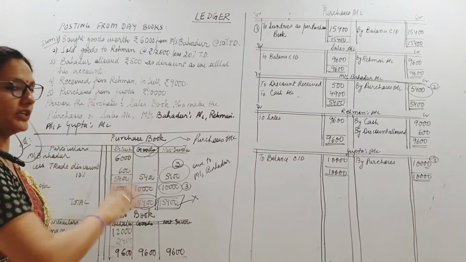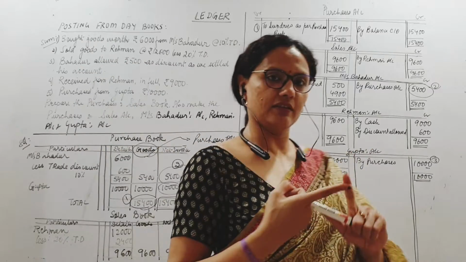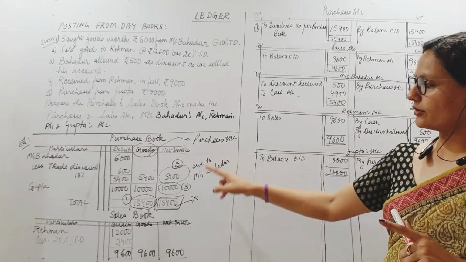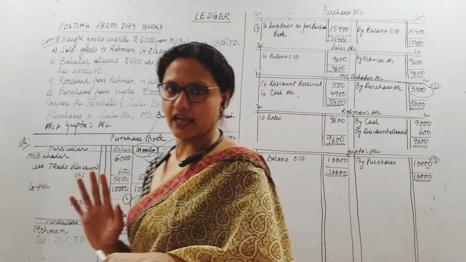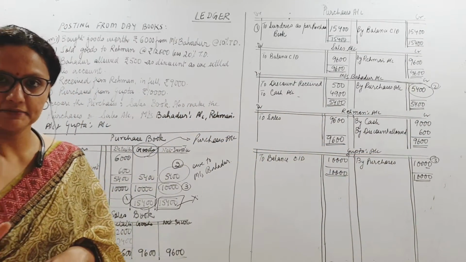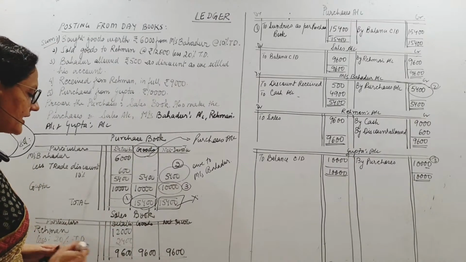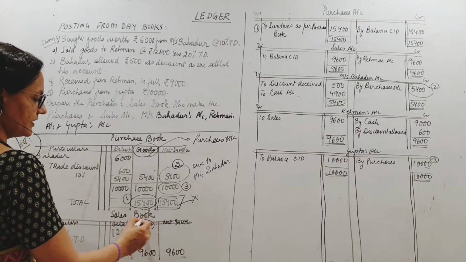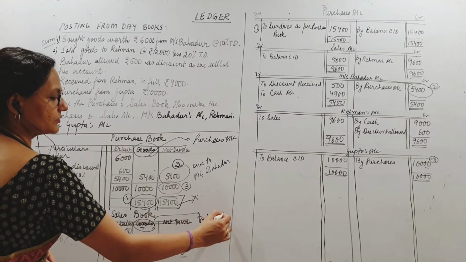Now from my purchase book, I have nothing else to post. The purchase account is done, and each of the creditors I have posted. This is the only posting that I need to do as of now. Is this okay? Then let us come to the sales book. In the sales book again, this goods column will be posted to the sales account.